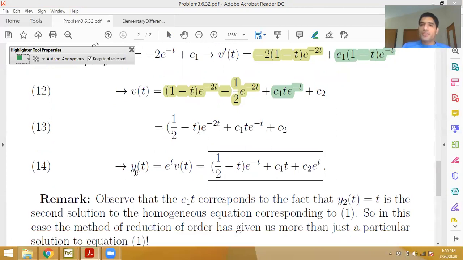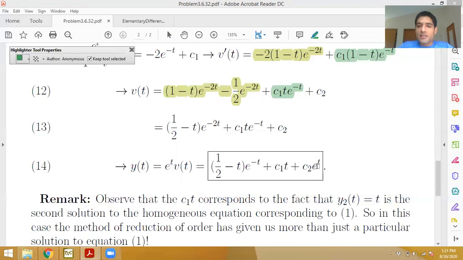So therefore, y of t, in this case, we're going to get the general solution. Y of t is e to the t times v of t. So if I go ahead and multiply this by e to the t, I get 1/2 minus t times e to the negative t plus a constant c1 times t plus another constant c2 times e to the t. So this is our final answer. And now let's observe. There's more to see in this answer.